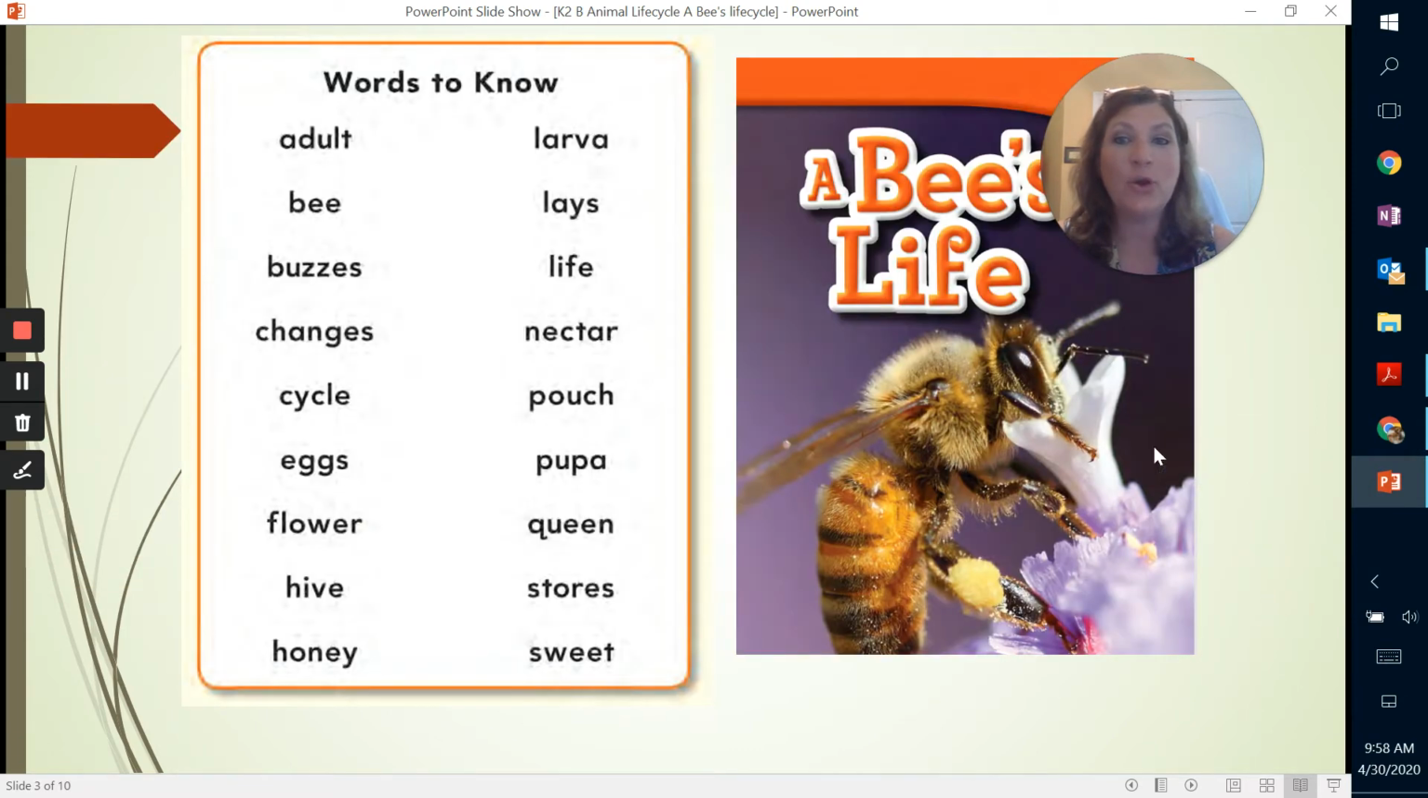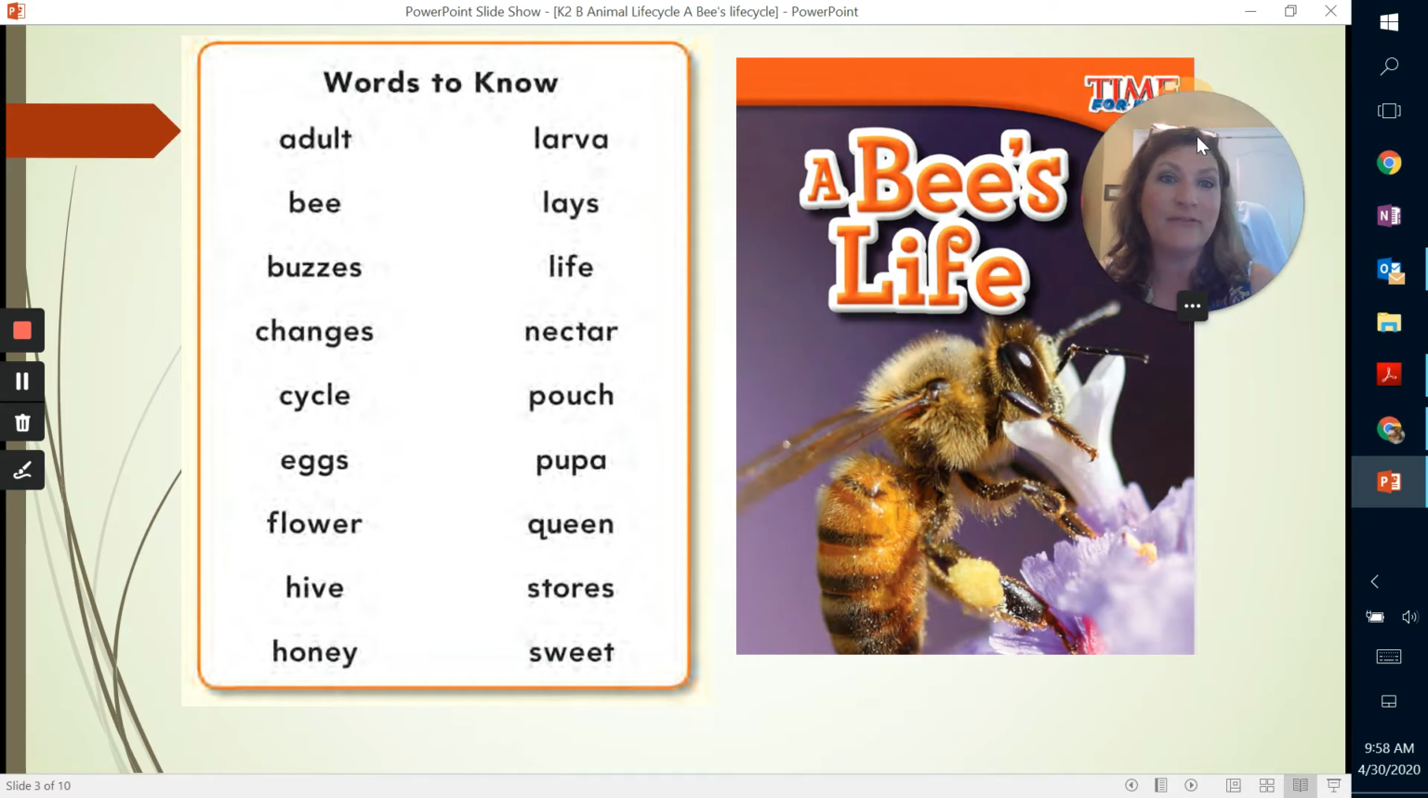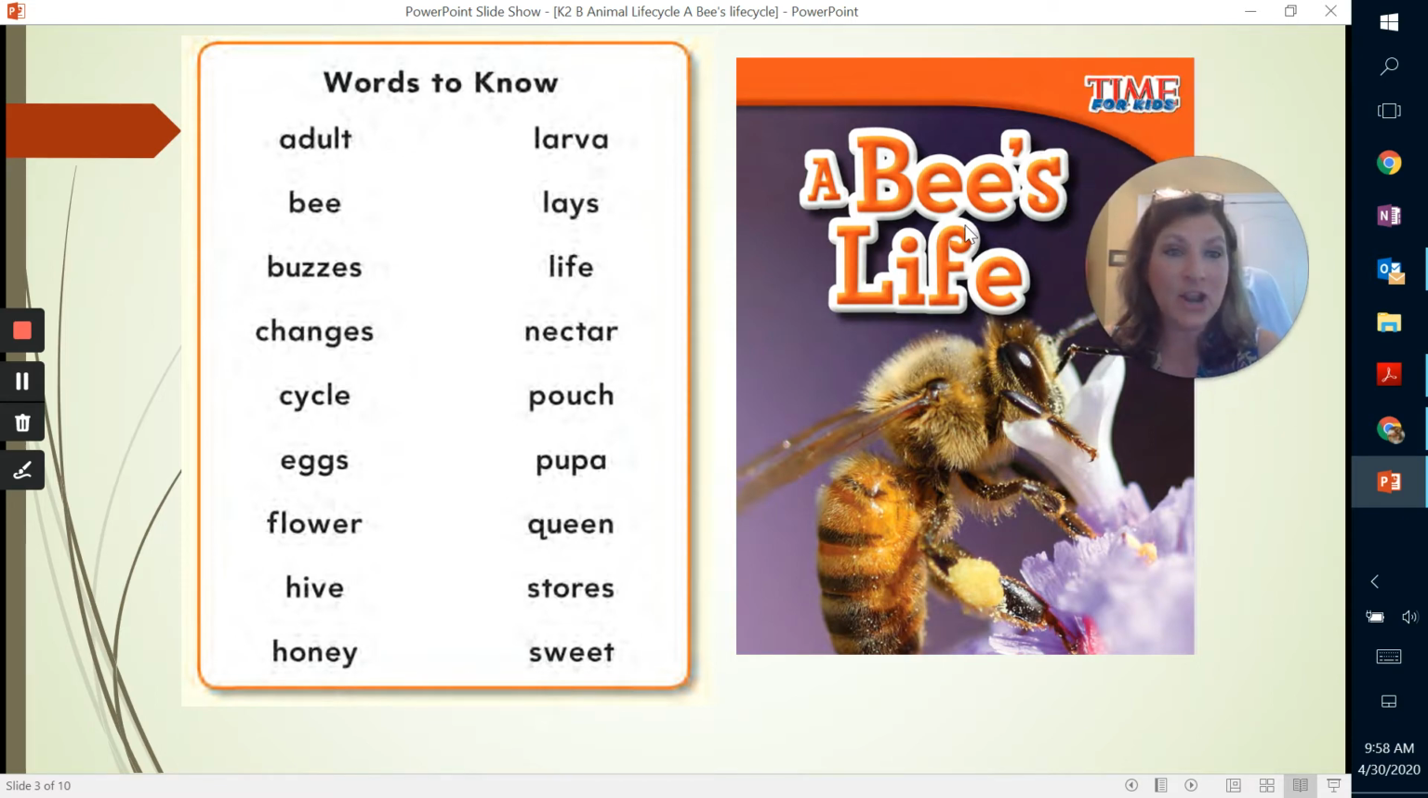All right. So we're going to be reading this book today called A Bee's Life, and it's a nonfiction text. There are lots of new words here that you'll need to learn how to read. So let's go ahead and review some of these words. Adult, that's what Miss Proctor is. That's what your mama and your papa are. A bee, it's an insect. You see it right here on the board, the picture of a bee.